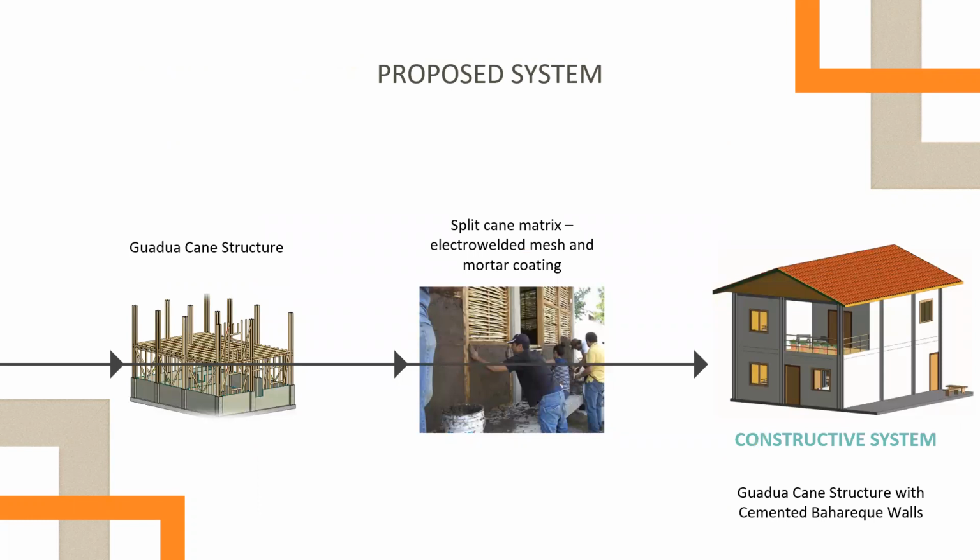So we'll start with the proposed system with the guadua cane structure. As you can see here, the house model is everything with Bahareque. Then the split cane matrix, we need to have electro-welded mesh, and then the mortar coating, just cement with water. And we have the construction system: the guadua cane structure with cemented Bahareque walls.